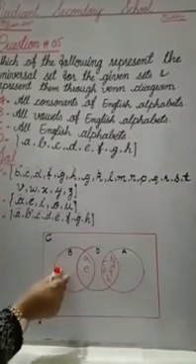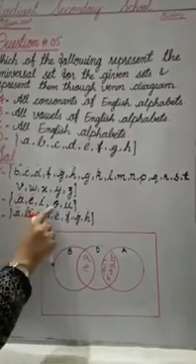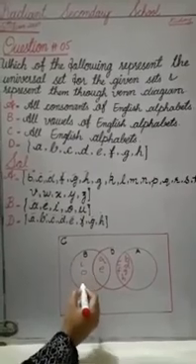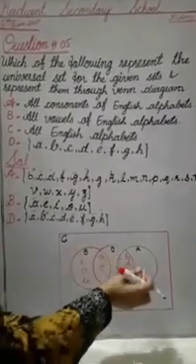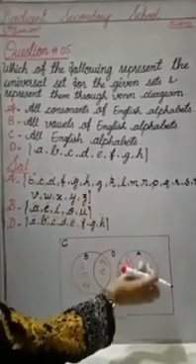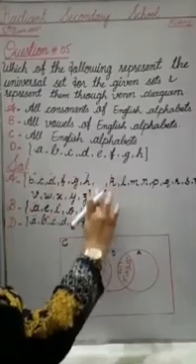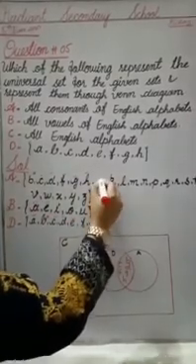Now in this portion, write the remaining elements of B, that is I, O, U. Now I'm going to write the remaining elements of A. These are the remaining elements of A. Sorry, this is not G, this is J. Correct it. Now write down.